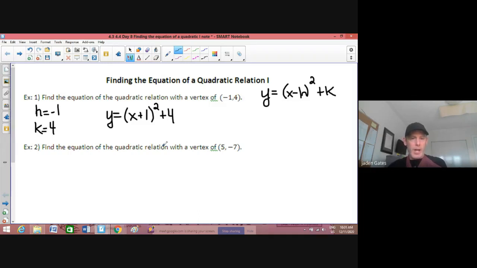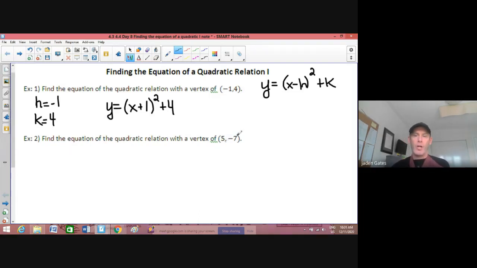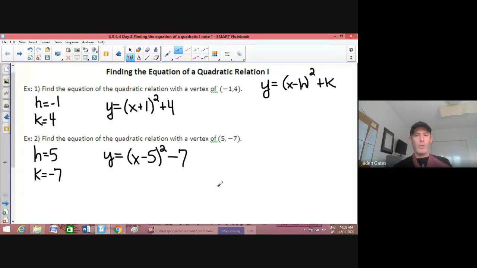All right, same with this one here. Find the equation of the quadratic equation with the vertex of (5, −7). Again, that means this vertex has been shifted right 5, down 7. So my h value here is 5 and my k value is −7, down 7. If I was writing the equation, it would be y equals x. This time my h is positive, so it's going to be an x minus 5. That's the trick. So I'm going to have y equals (x − 5)². But my k value is −7, so that's normal. And so the equation of this parabola is y equals (x − 5)² − 7.